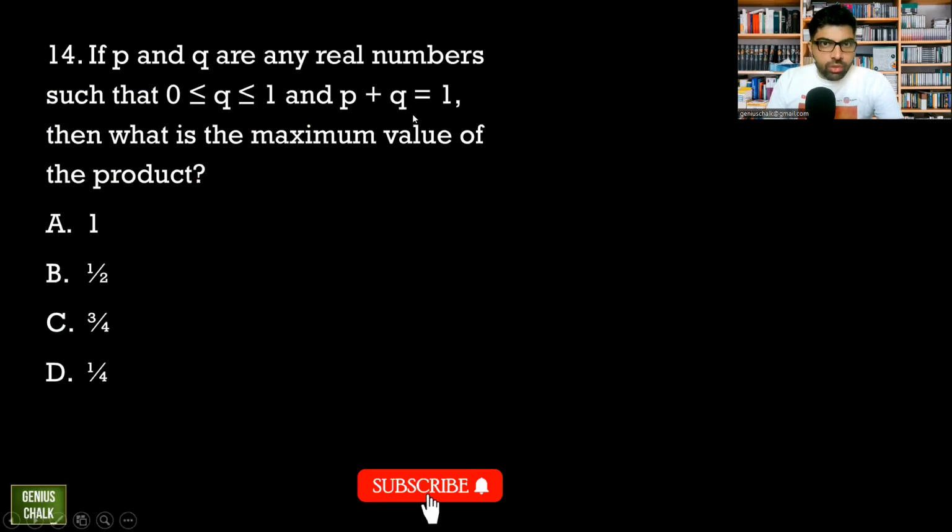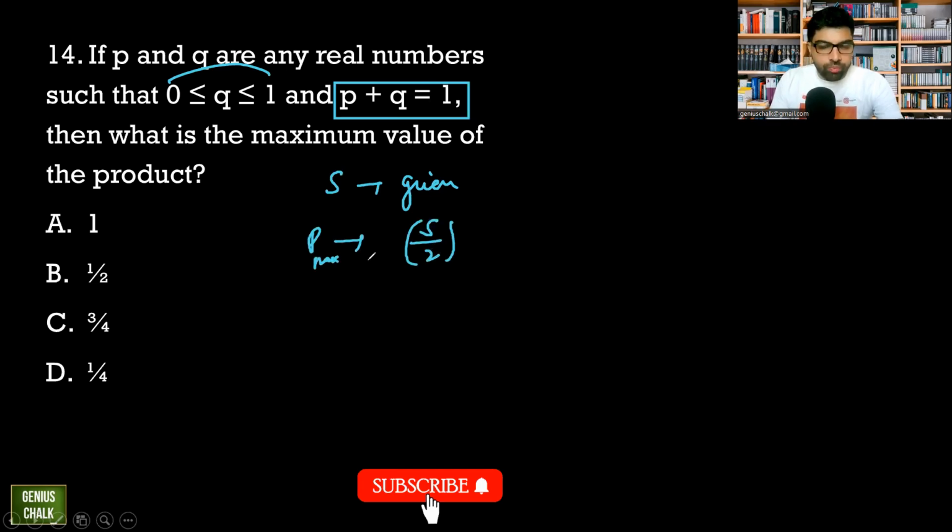If P is this and Q is this, Q range is 0 to 1, P plus Q is 1. Always remember, when the sum is given and they ask you the maximum, the sum is given and the maximum value is asked. Okay, this is from 0 to 1, fine. So always remember the product maximum will only be there when I divide this sum by 2 and square it. Basically, the point is P plus Q equal to 1, so the maximum value will only come when P is half and Q is half.